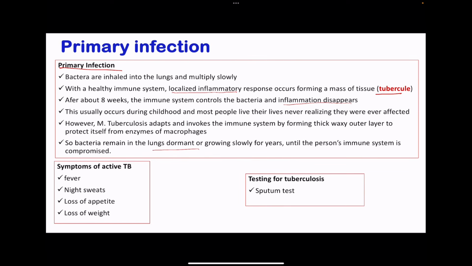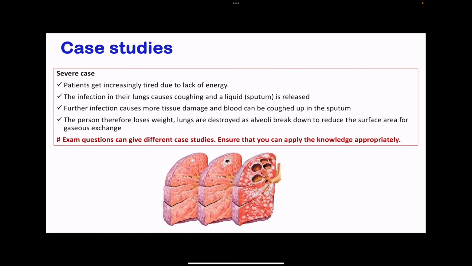The symptoms of active TB include fevers, night sweats, loss of appetite, loss of weight, and so on. Tuberculosis can be tested using sputum, and sometimes they do an X-ray to see if somebody has ever been infected with tuberculosis. So in the exam, expect a lot of case studies on tuberculosis. Actually, they ask a lot about the symptoms. In severe cases, there is a lot of tissue damage. The patient is going to lack energy, lung tissue is going to be destroyed, and there is going to be coughing out of blood. These can lead to severe issues with the lungs that could cause death.